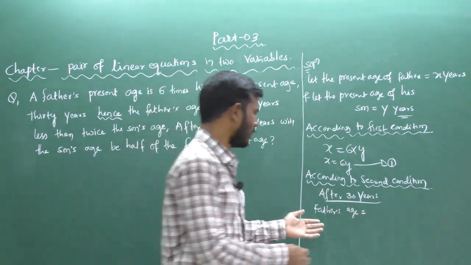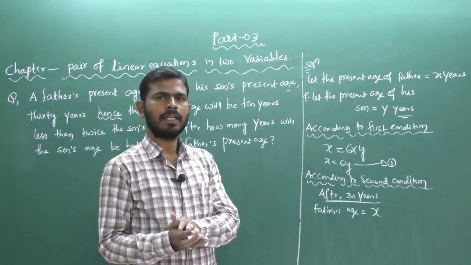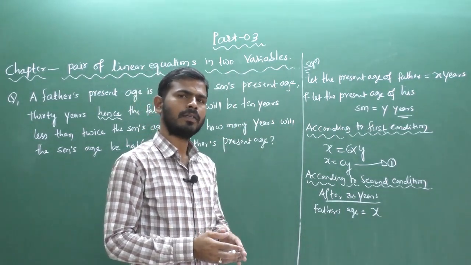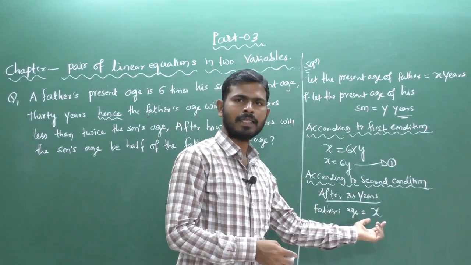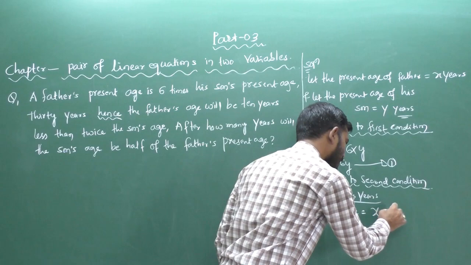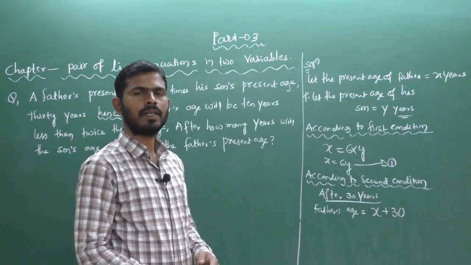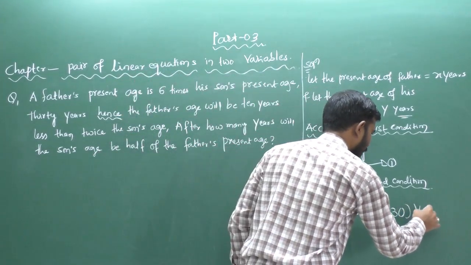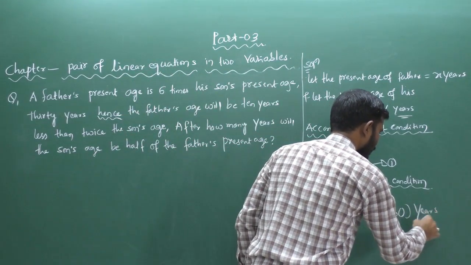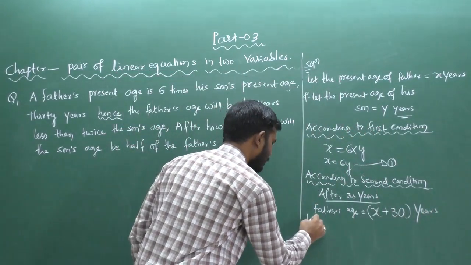The father's present age is x. You just have to add 30 to the present age, and you will get the total age after 30 years. So the father's age is x, and after 30 years it becomes plus 30. So x plus 30 is the father's age after 30 years. Next is his son's age.